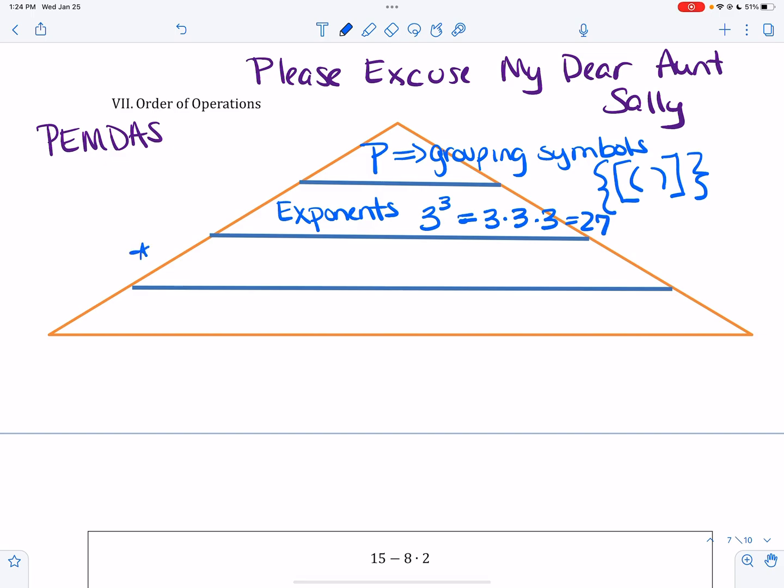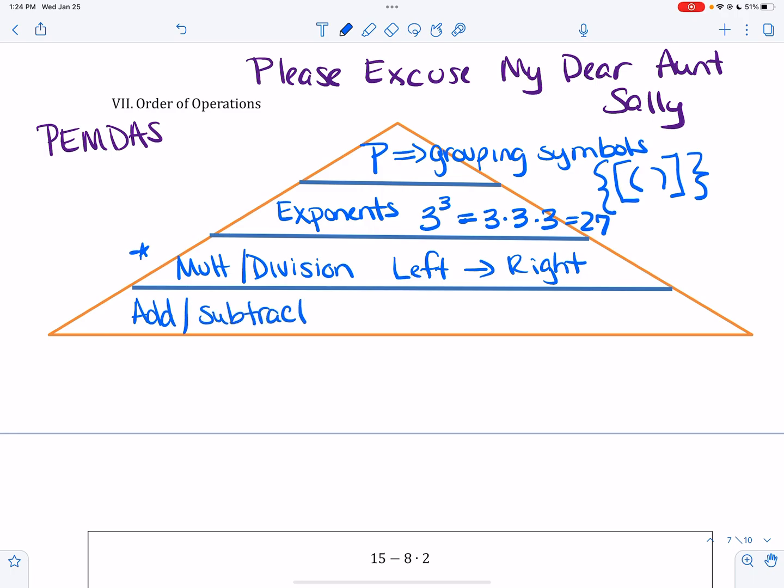Now here's where the difference is. Multiplication and division operate left to right, okay? Operate left to right. So if we only have those two operations, then we want to make sure that we are reading it like a sentence. We go left to right. Then addition and subtraction are the same. Okay, they operate left to right.